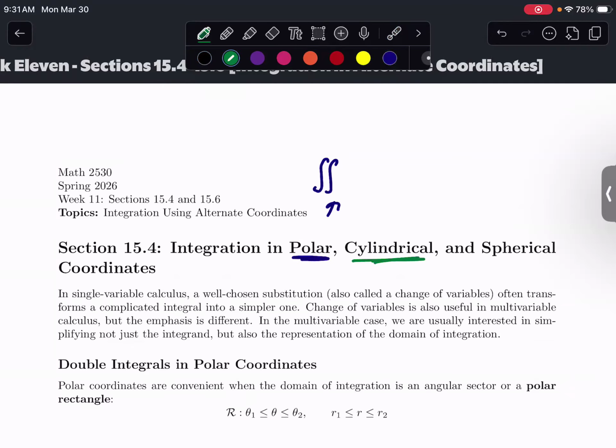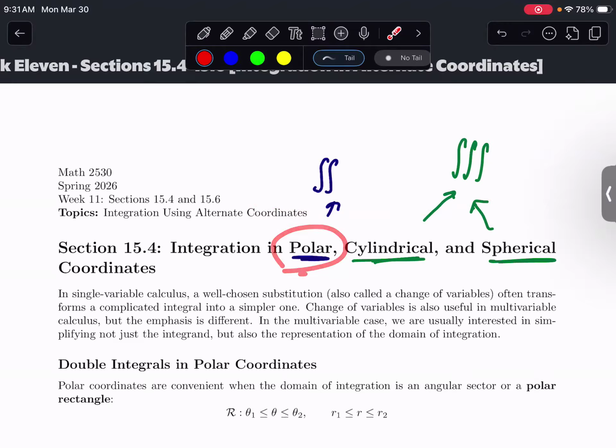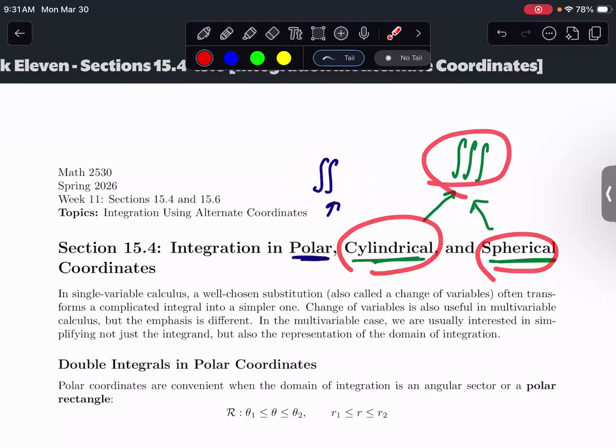Whereas cylinders and sphericals, these are three-dimensional regions. And so when you do cylindrical and spherical coordinates, it's always going to be a triple integral. So this is something to remember. I feel like it's something students get confused about, but it should make intuitive sense, right? If you're integrating over a plane or a surface, use the double integral. If it's a three-dimensional region, you do the triple integral.